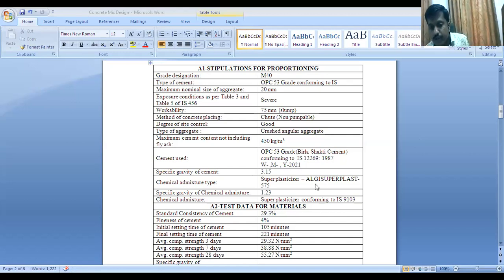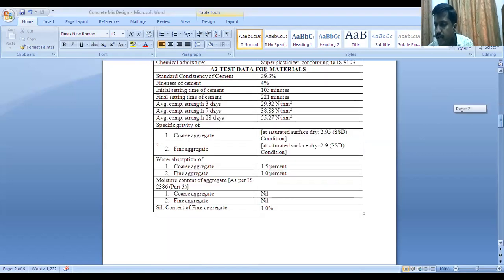Then test data for the materials. Now, if you are interested to prepare the concrete mix design, which test data for the materials do you require? Okay, you must have the knowledge about the consistency of the cement. Now again, questions will come to you. What is meant by the word consistency of the cement, and what is the range for the consistency of the cement? How can you define the word consistency of the cement?